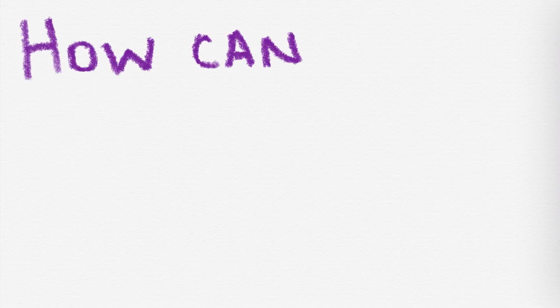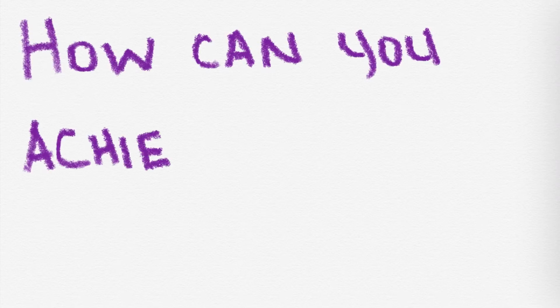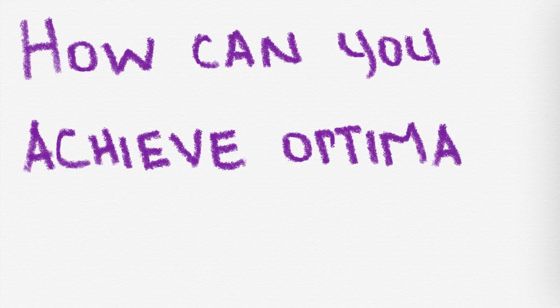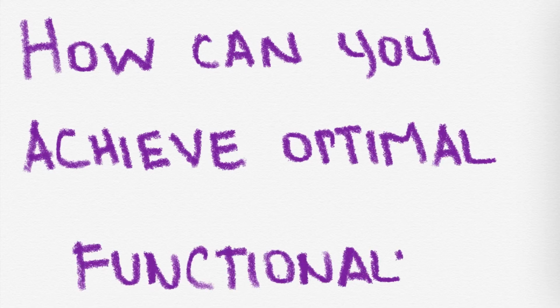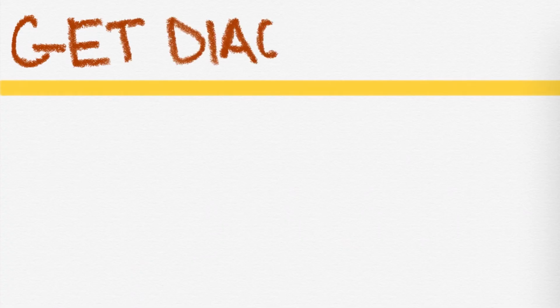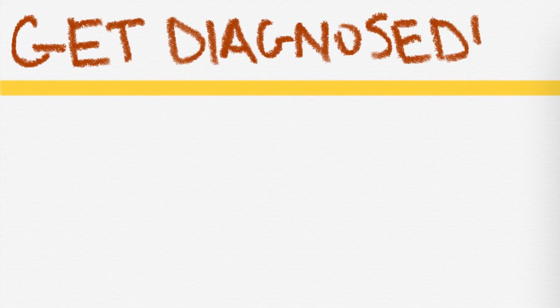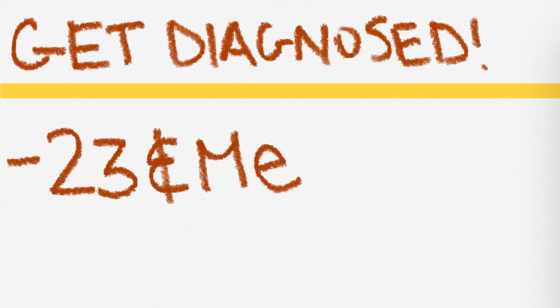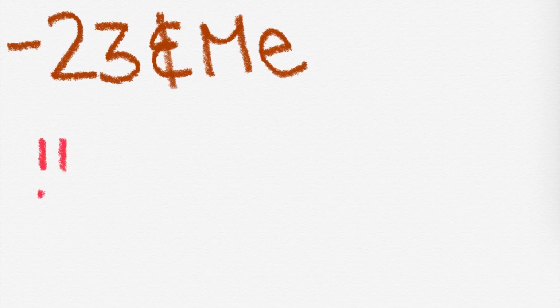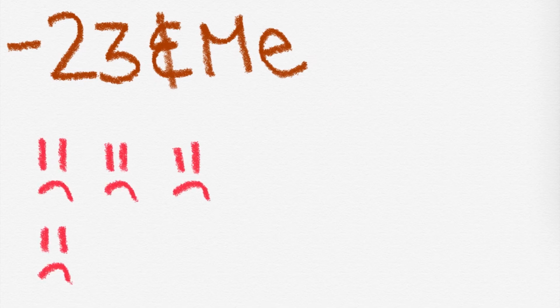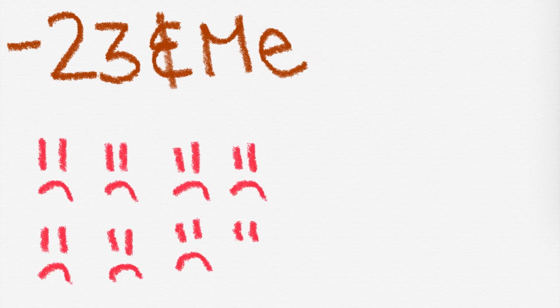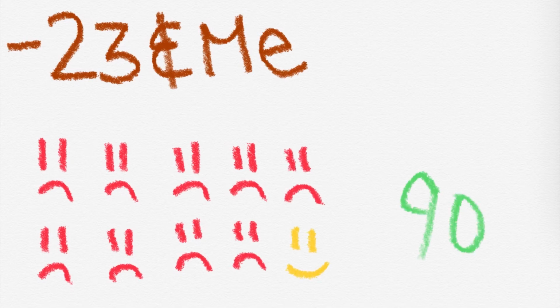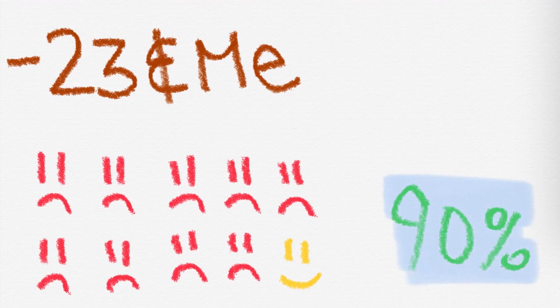So you may be wondering, how could you achieve optimum functionality with α-1 antitrypsin deficiency? The first step is to get diagnosed. Besides a doctor, you can use a lot of genetic tests to find out if you are a carrier or positive for α-1. 23andMe is one such example. In fact, up to 90% of people with α-1 have not been diagnosed for this disease.